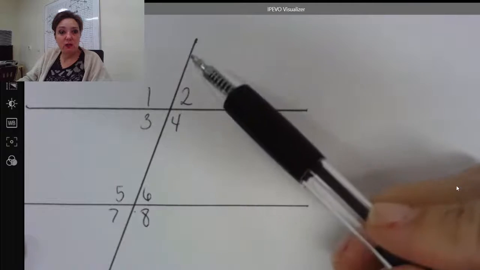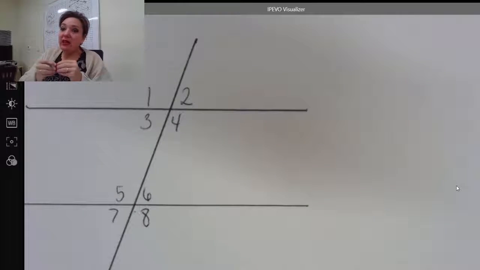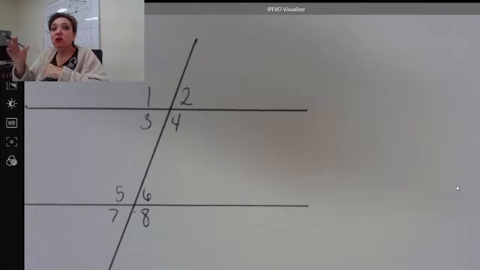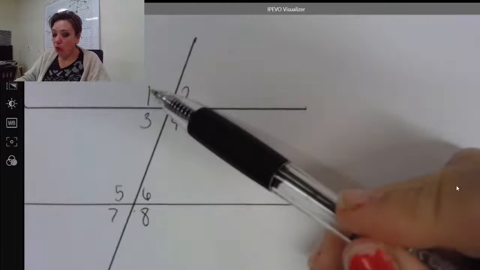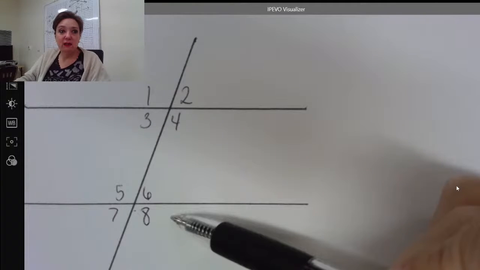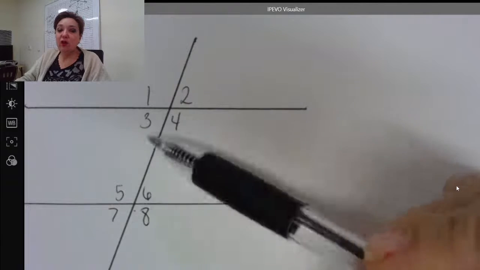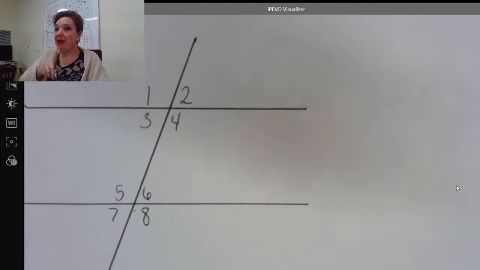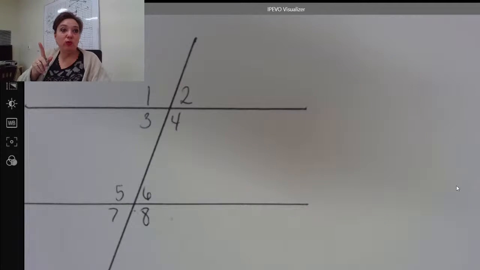Okay. Now, we also talk about angles based on where they are in relation to this line, this transversal. We talk about are the two angles on the same side of the transversal, or are they on alternate sides of the transversal? So like 1 and 8. Are they on the same side of that line or alternate sides? Alternate. So we would say they are alternate angles, right? We're going to come back and be more specific. But right now I just want to get down alternate or same side.